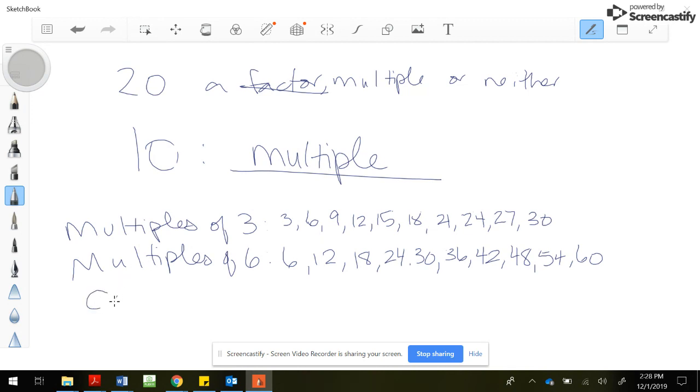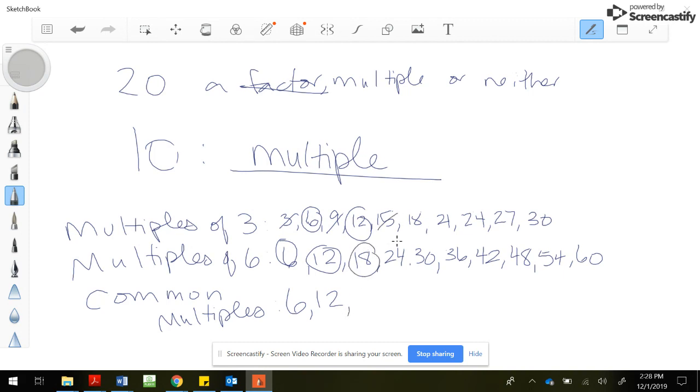Then it will ask, what are the common multiples? Just like when we found common factors, we listed them and then circled the ones that they all had. We're going to do the same thing here. Do they both have 3? No. Do they both have 6? Yes. Do they both have 9? No. Do they both have 12? Yes. 15? No. They do both have 18. This one has a lot in common. Usually we'll only have like 1 or 2. 21? No. 24? Yes. 27? No. 30? Yes. We're only going to go as far as they give us.